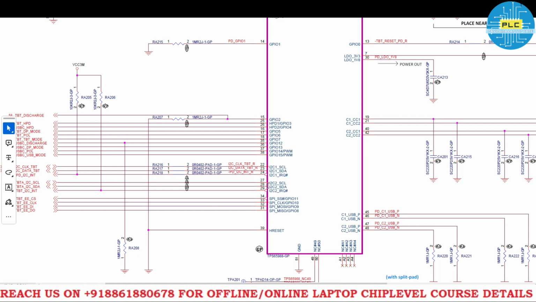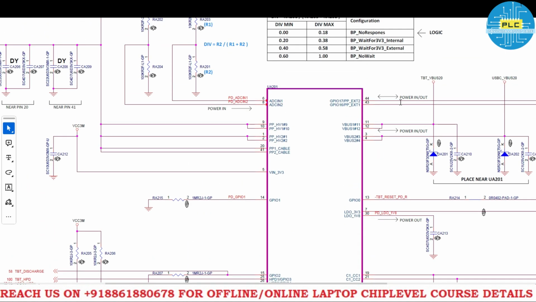In the previous video, we discussed I2C and SPI, and the difference between these two. Now, we will directly come to the output point, TBT VBUS 20, USB VBUS 20. This is actually a bidirectional output. So from where it has come, and from this, how the battery will work, that we will discuss.